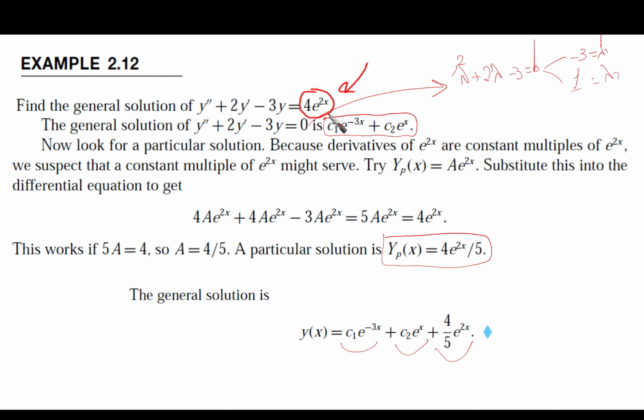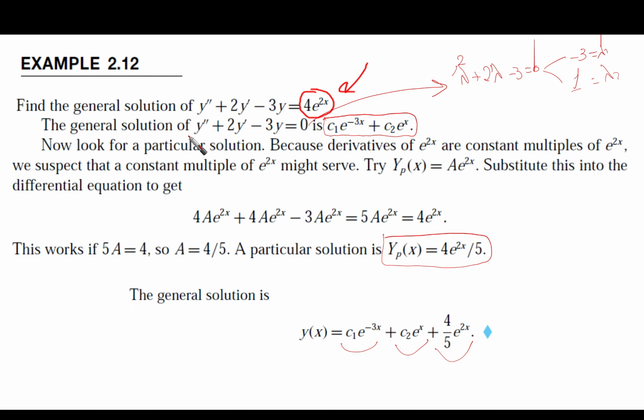Exponential function. So this is a second pattern of f of x. It is not polynomial, but it is an exponential function. Well, we are going to go with the same strategy, which is finding the independent linear solutions of the associated homogeneous equation first. You can check this: y double prime plus 2y prime minus 3y.